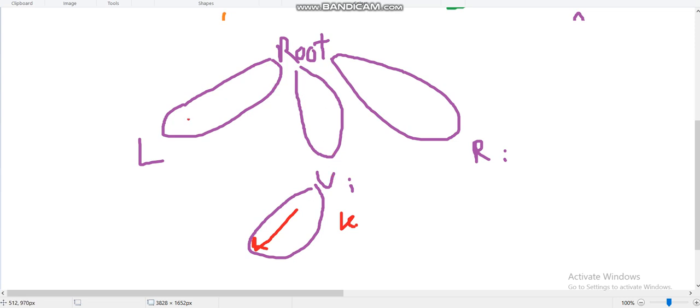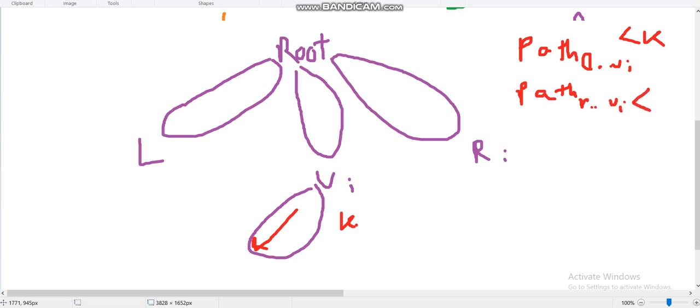So there does not exist a node from L to UI, or there does not exist a node from R to UI. That means that the length of the path from L to UI is less than k, and the path of R to UI is less than k. Okay, that's what your argument is saying. So path of L to UI is less than k, and path of R to UI is less than k.